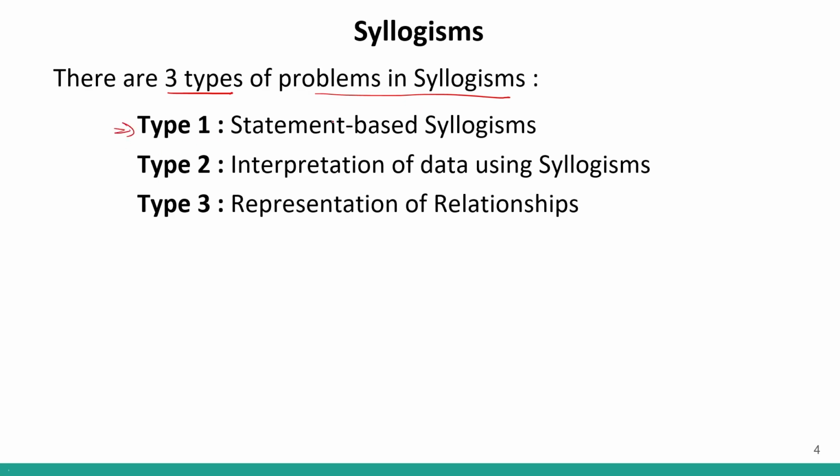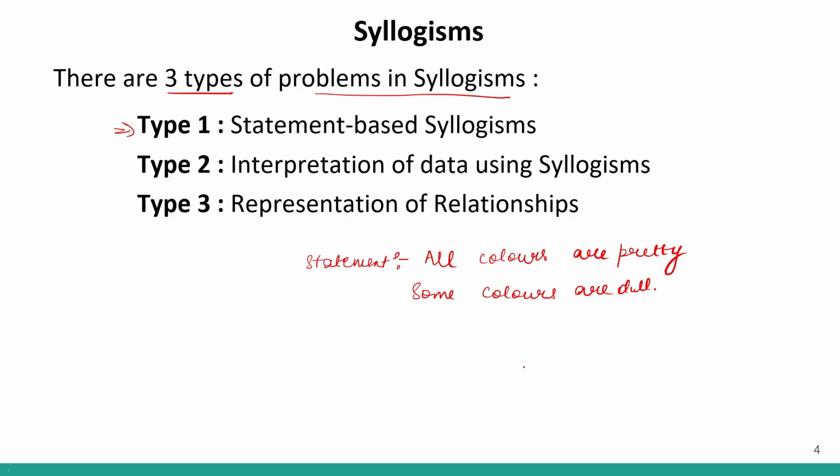Type 1 is statement-based syllogisms. So, what do you mean by that? For example, it is given to us that all colors are pretty. Okay? Some colors are dull. Let's say it is given to us like this. So based on these statements, I will have certain conclusions. Okay, so let me draw.